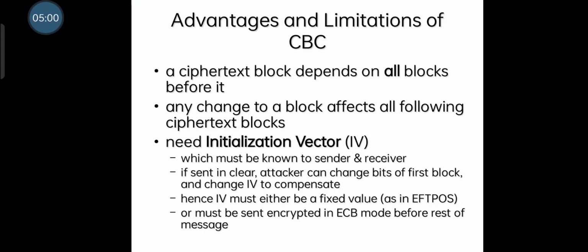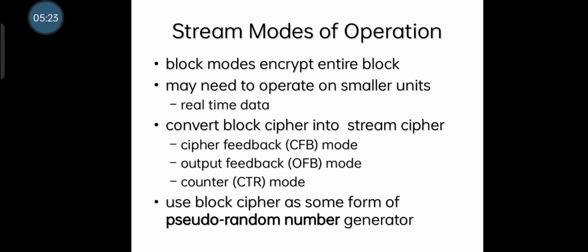Advantages and limitations of CBC. The advantage is that a ciphered block depends upon all the blocks before it. Any change in one block affects all the blocks. The limitation is that it needs an initialization vector, which should be known only to the sender and the receiver. It should not be compromised. That is the main limitation.